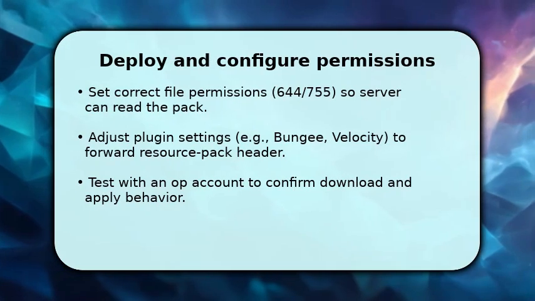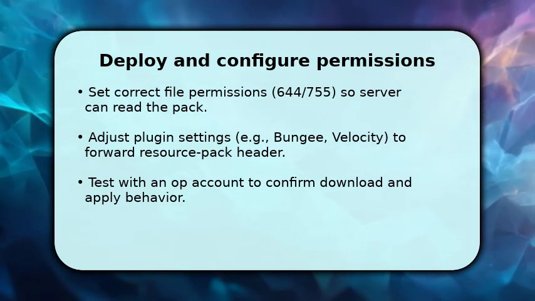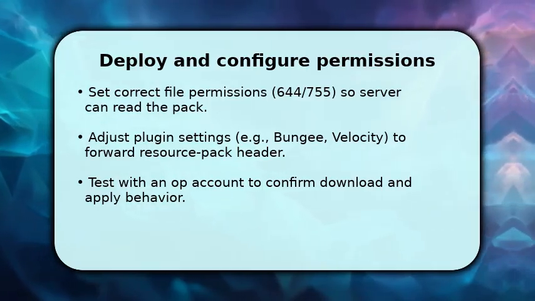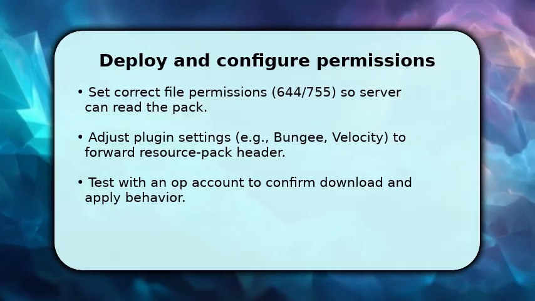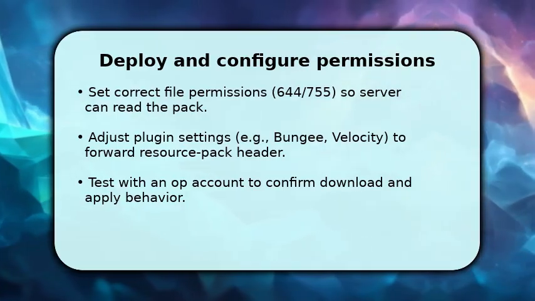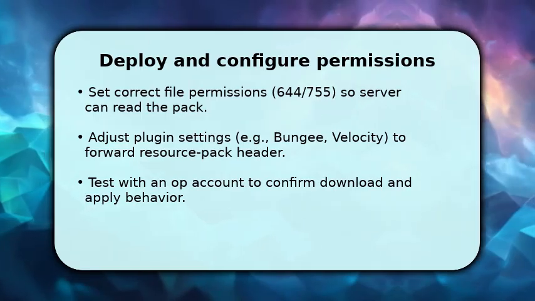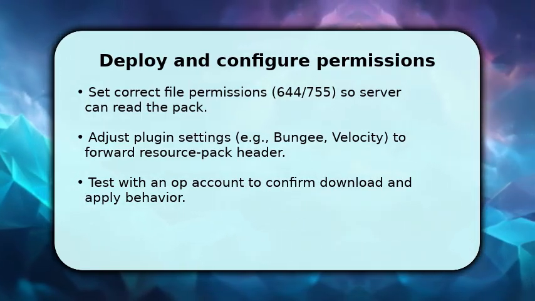You now fix permissions so the server can serve the pack. chmod 644 for files and 755 for directories prevents access errors. Then configure any proxy or plugin. BungeeCord or Velocity requires forwarding the resource-pack header so the URL and hash reach clients. Once configured, join with an operator account to force download and observe console logs for transfer progress.